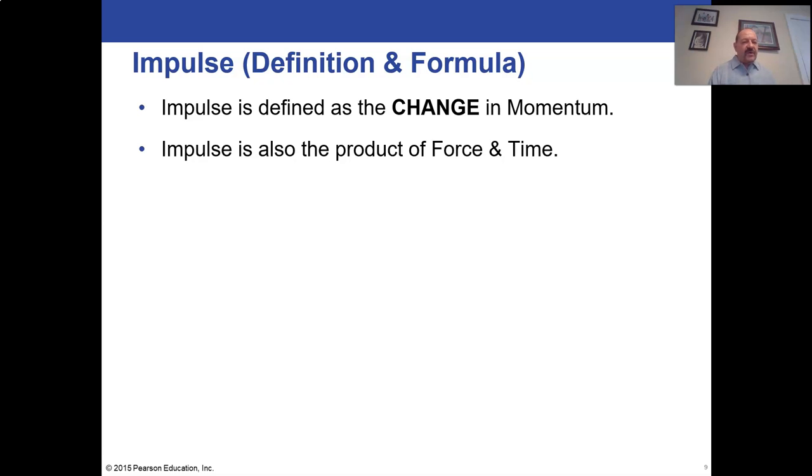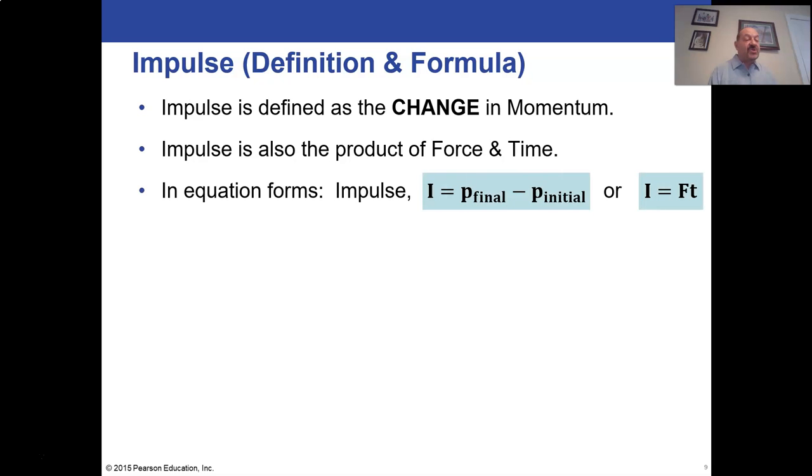I will also tell you that in addition to being the difference between the final and the initial momentum, it's also the product of the force that's involved in changing the momentum times the time it takes to do that change. So in formula form, it's this. Impulse is abbreviated as I. It's the final momentum, P sub final, minus the initial momentum, P sub initial. But it is also just equal to the force to cause this change times how much time it takes to make the change.